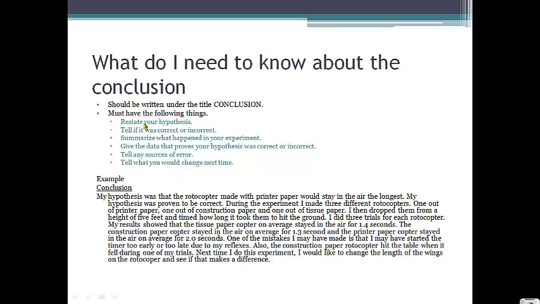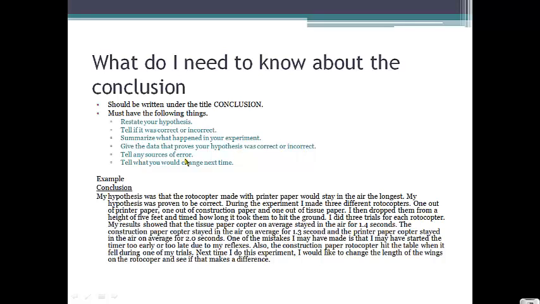You need to restate your hypothesis, which means tell your hypothesis again. You need to tell if your hypothesis was right or wrong. You need to summarize what happened in your experiment. You need to give the data that proves that your hypothesis was either right or wrong. You need to tell any sources of error.